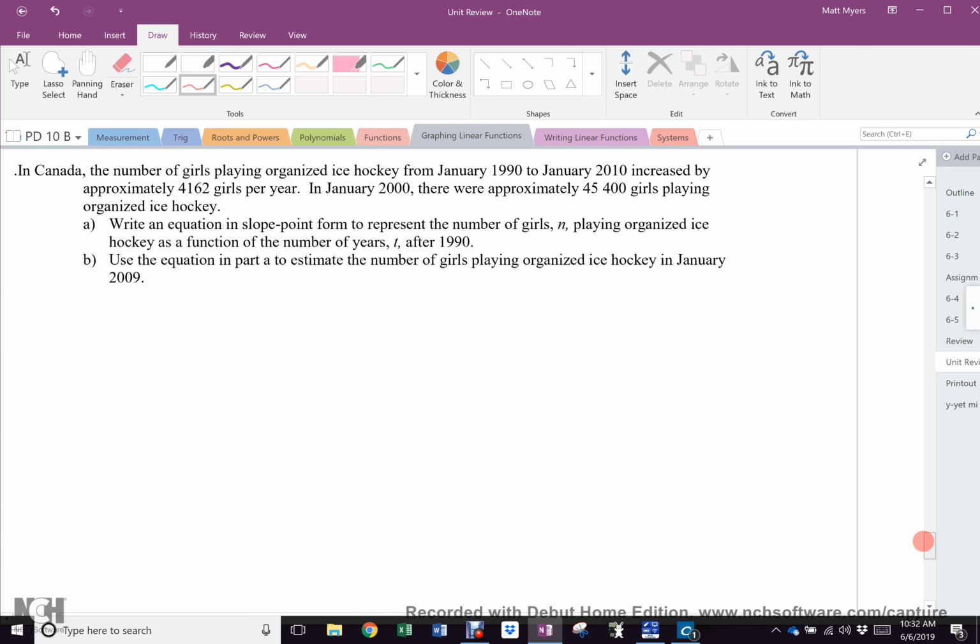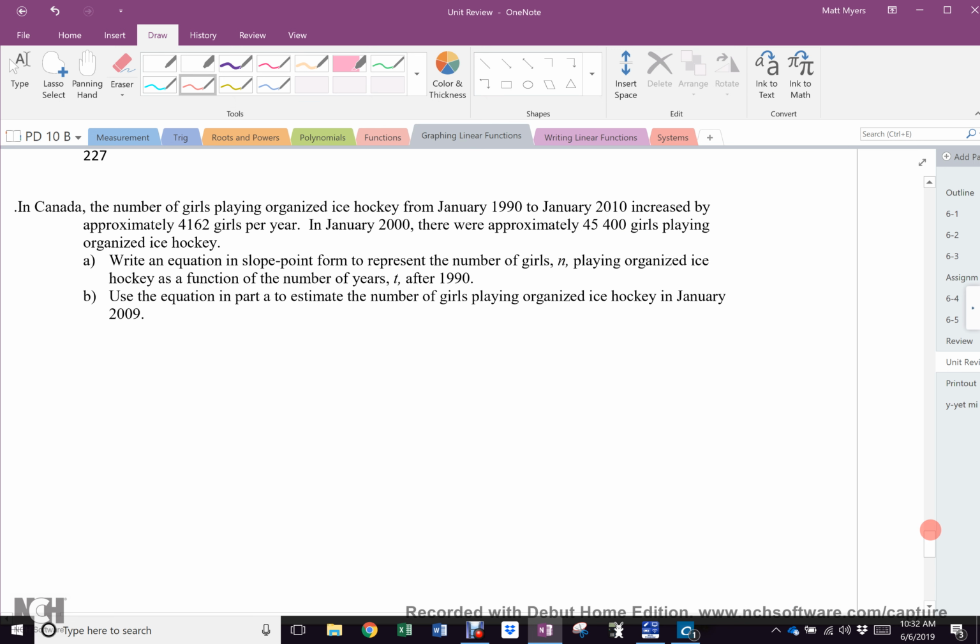And the very last question. What do you see there and there? 2 years. Those are your x's. Why?